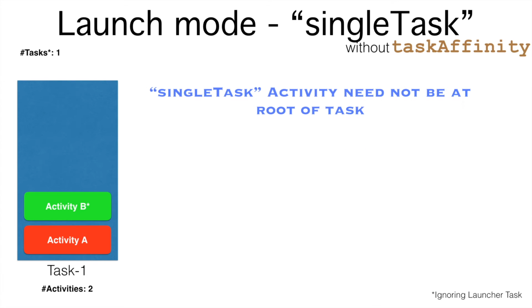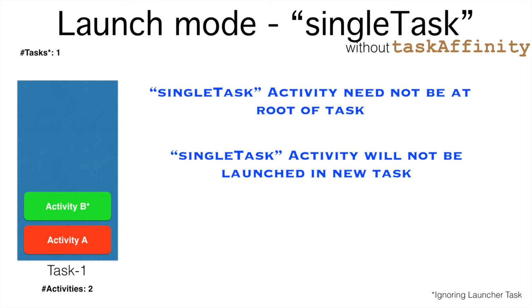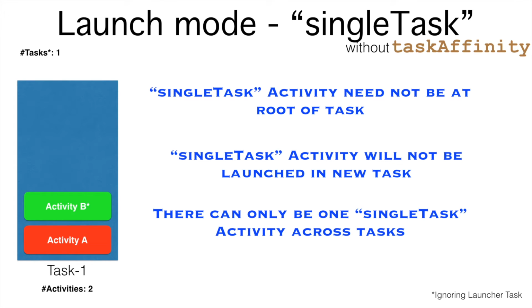So in a nutshell, you can say that a single task activity need not be at the root of the task. The single task activity will not be launched in a new task. As you can see, it was there in the same task. And there can be only one single task activity across tasks.